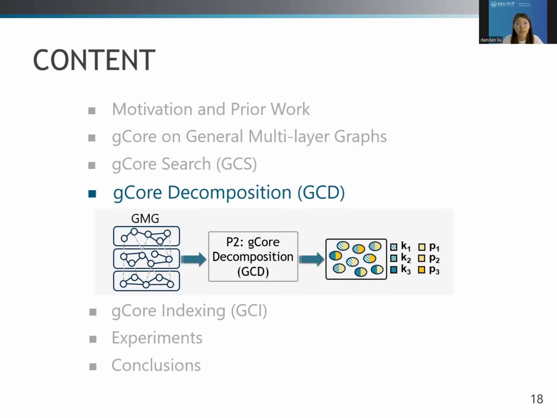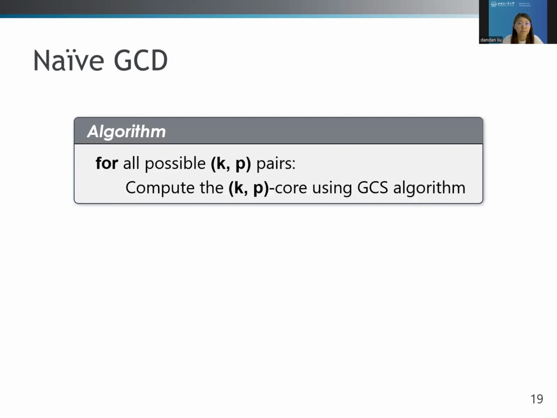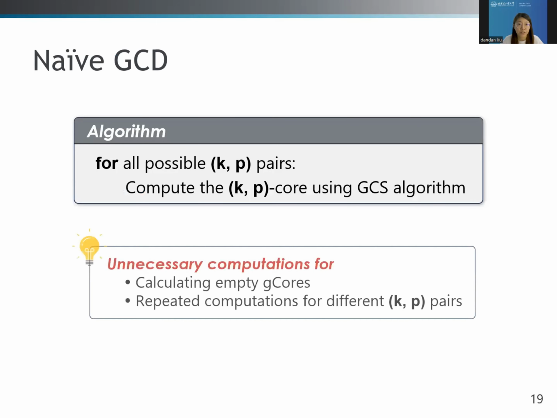Let's move on to the G-core decomposition problem. The naive approach following an enumerating and computing framework is highly inefficient due to unnecessary computations.